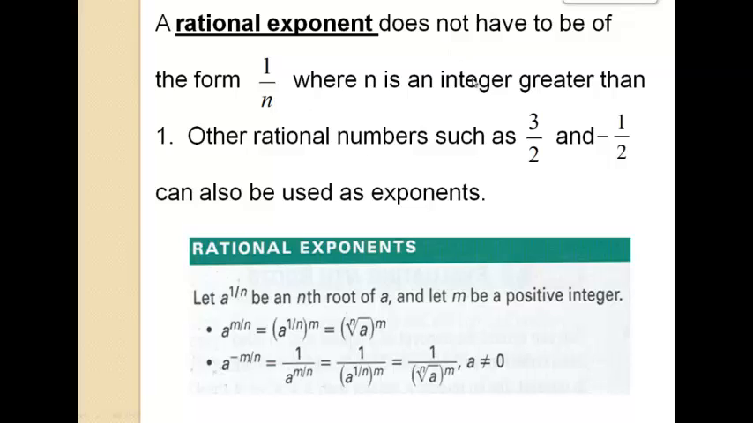A rational exponent does not have to be of the form 1 over n. Here's where it gets a little complicated. So n is an integer greater than 1. With other rational numbers, you can have 3/2, -1/2, etc. And this is what we're going to practice more of tonight. If 1 over n is the nth root of a and m is a positive integer, we can just write this m over n as the nth root of a to the m power. And with negative exponents, remember, you just do the same thing but make it a fraction.